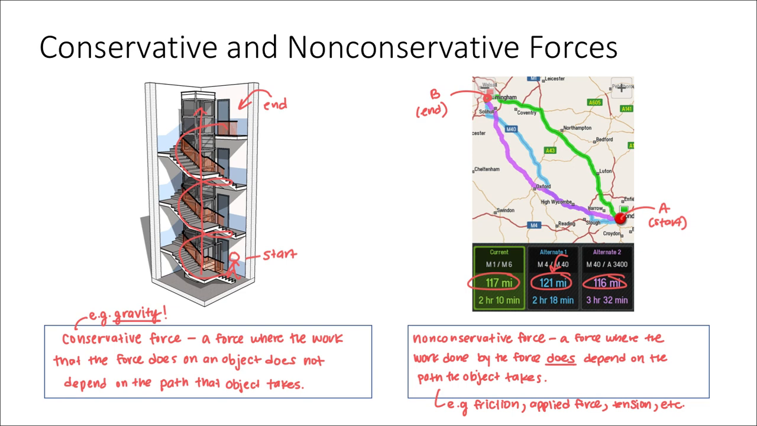Applied forces, friction, tension. You can imagine that instead of point A and point B being GPS locations, you were trying to drag a box on the floor between point A and point B. You can imagine that the more work you do on the box will be required the longer you are having to lug that box around. So anytime we have a friction or an applied force or tension or something like that, that is a non-conservative force. The work that that force does is going to depend on the path that that object takes.